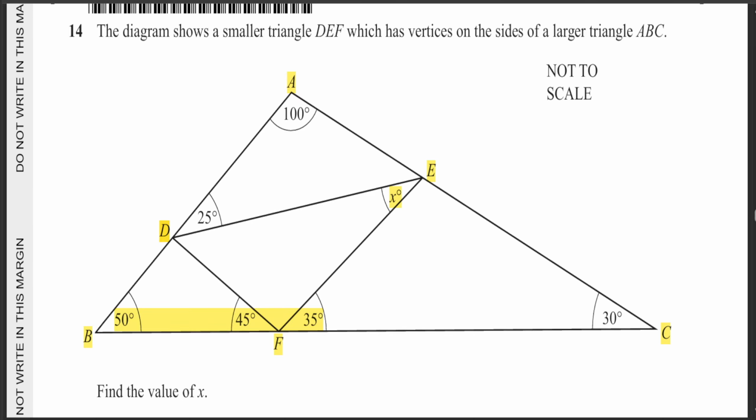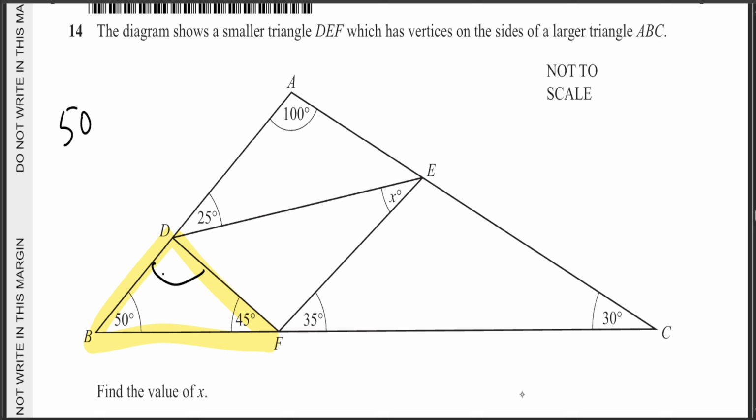Obviously, angles in a triangle add up to 180. So let's find out what this angle is. Angles in a triangle add up to 180.